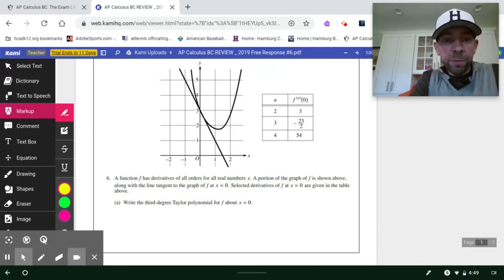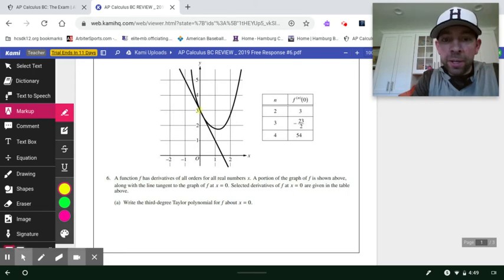So we've been given a graph of f, a portion of f shown above, as well as the line tangent to f at x equals 0. So we've got this point of tangency right here. And then other selected values are shown in this table.